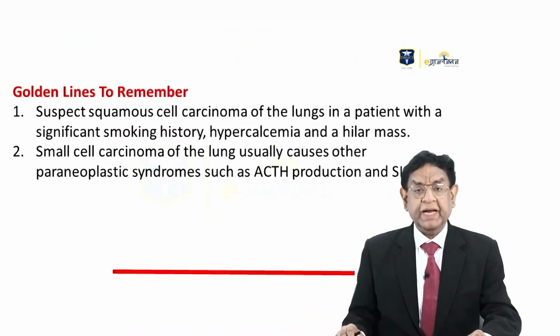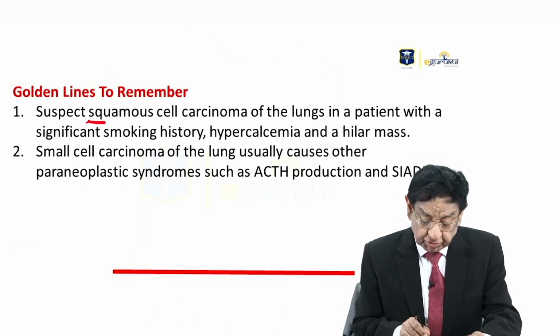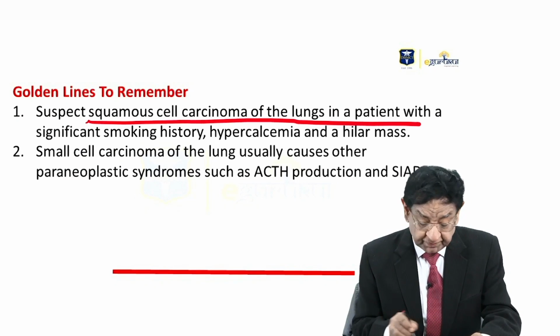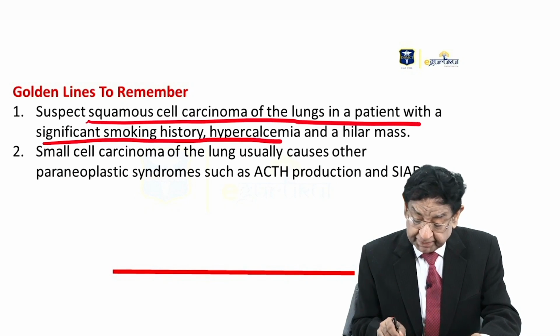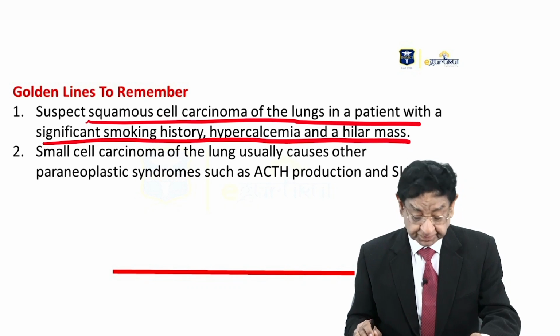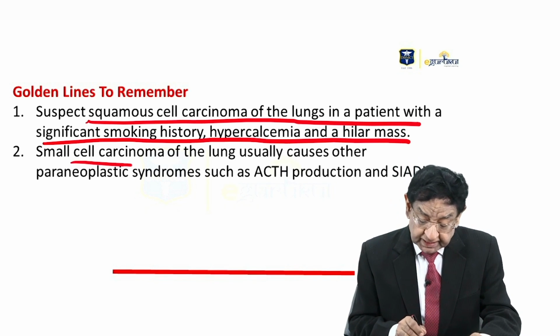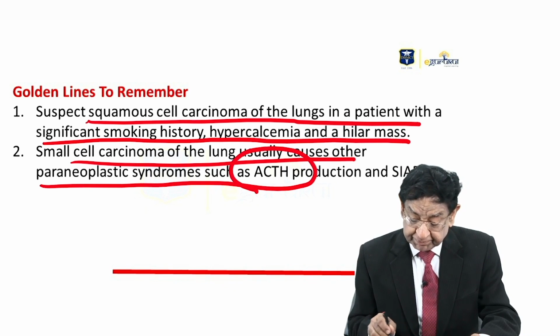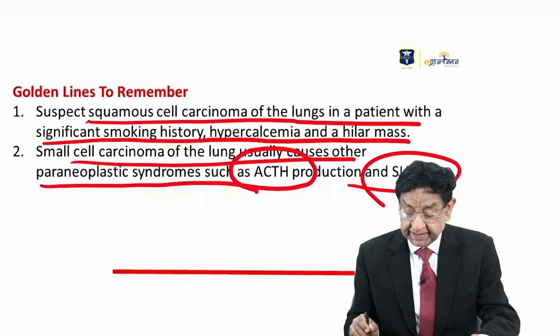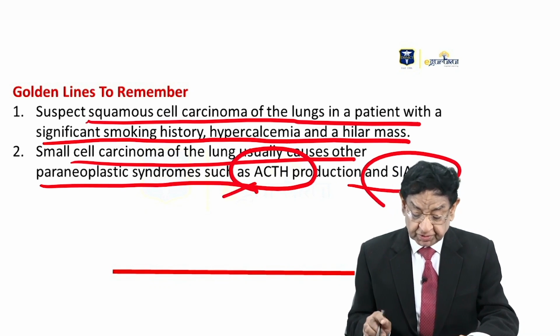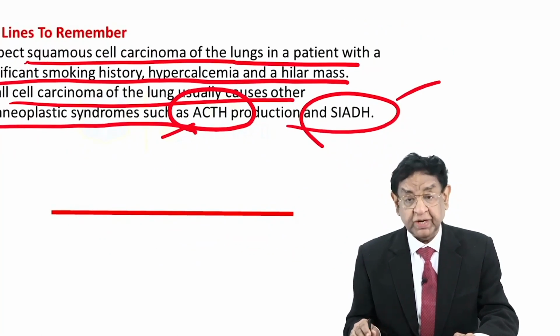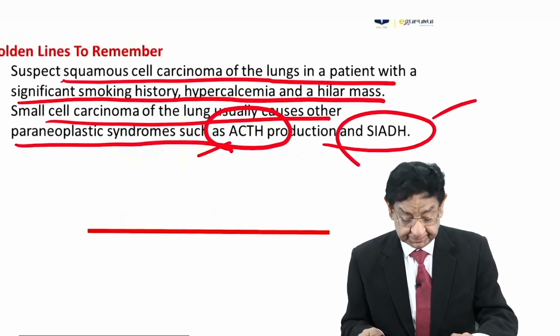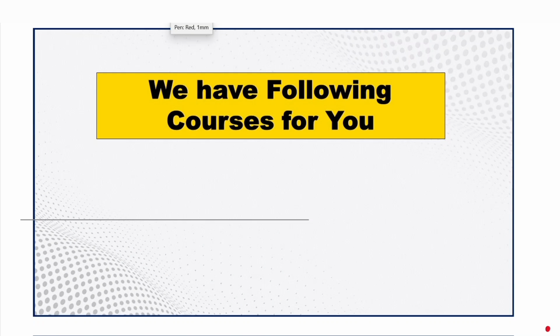So the golden line to remember: suspect squamous cell carcinoma of the lung in a patient with a significant smoking history, hypercalcemia and a hilar mass. Small cell lung cancer causes other paraneoplastic syndromes, ACTH production and SIADH, and this leads to Cushing syndrome, and this leads to hyponatremia. Well, I hope you liked the session.